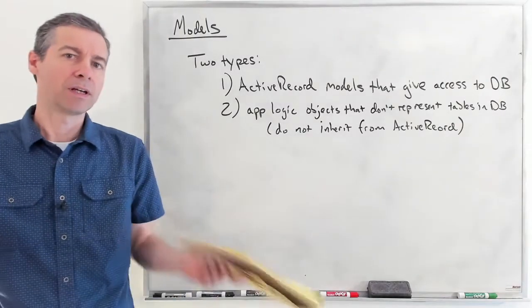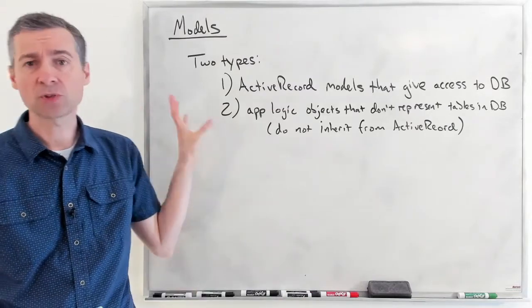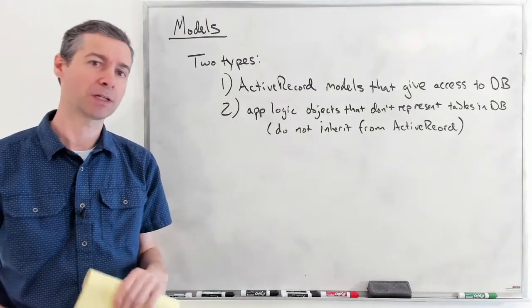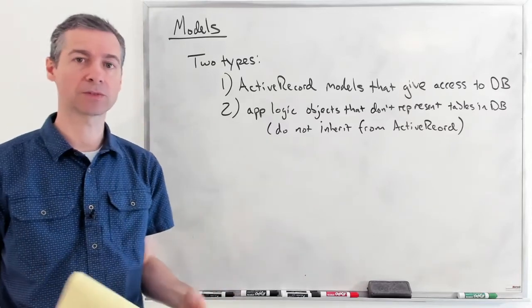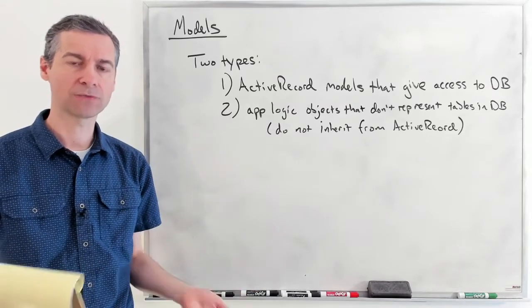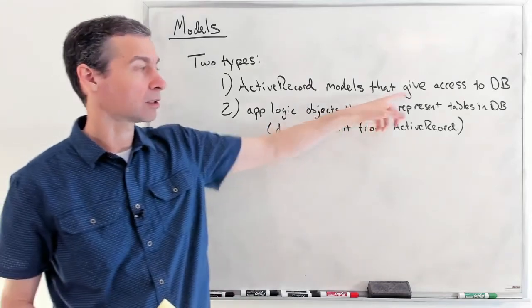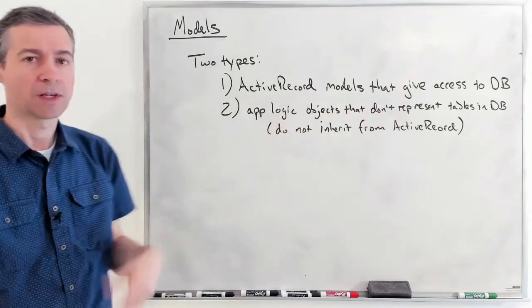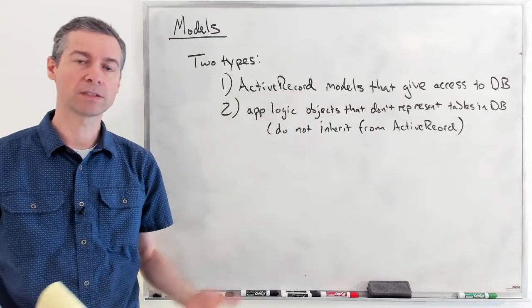Hello again. All right, now it's time for us to talk about models. There's two main types of models to keep in mind. One, we have active record models. These are going to be classes which inherit from active record, and they're going to give us access to the database.